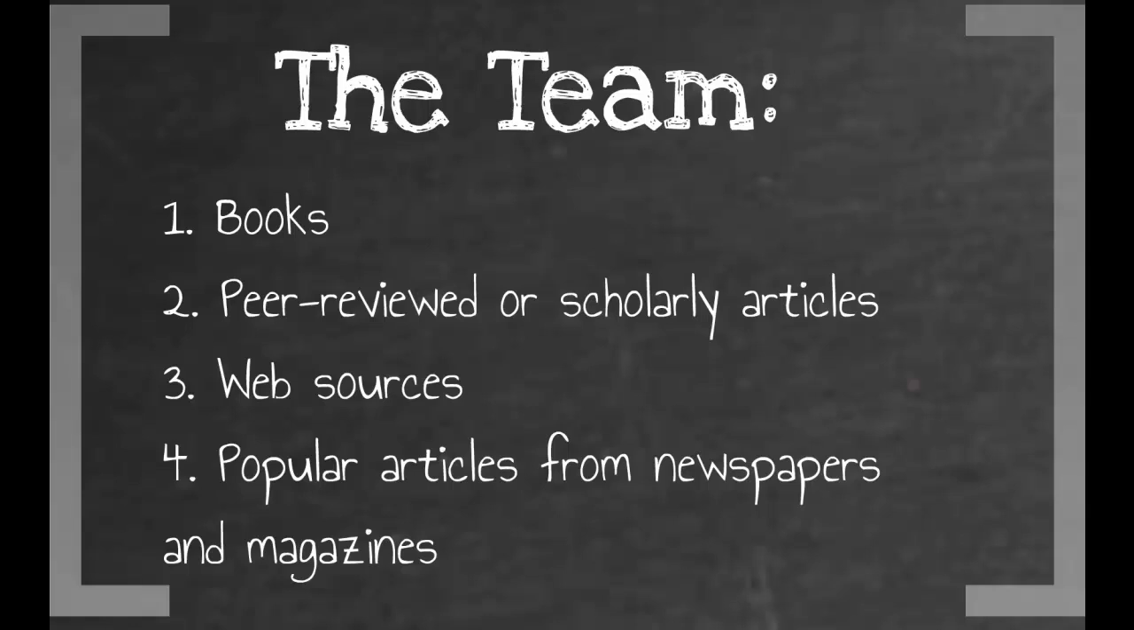Now let's talk about the types of sources that you and Sam should be thinking about. Books, peer-reviewed or scholarly articles, web sources, and popular articles from newspapers and magazines. You'll want sources that give you a good overview of the topic and a solid understanding of how it's been addressed by scholars. Having information on recent research and current events related to the topic is also important. You'll need to use all these types of sources in order to complete your annotated bibliography. Think of these sources as a team, supporting your research assignment.